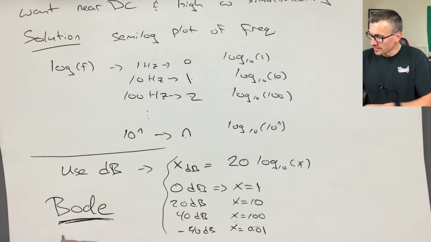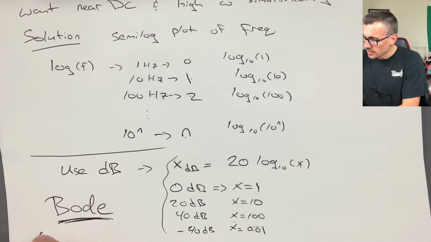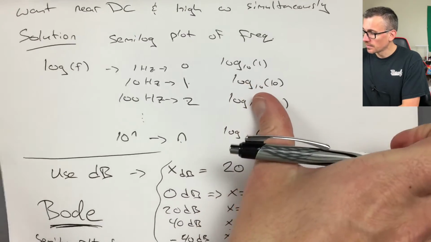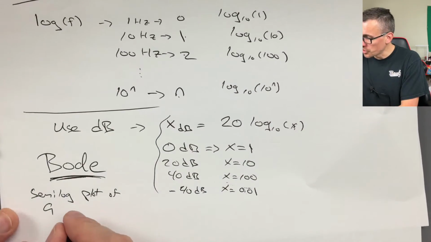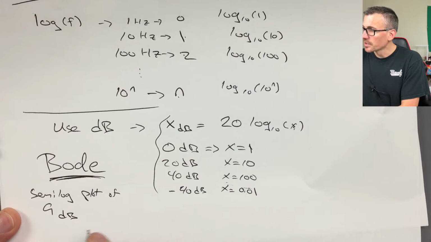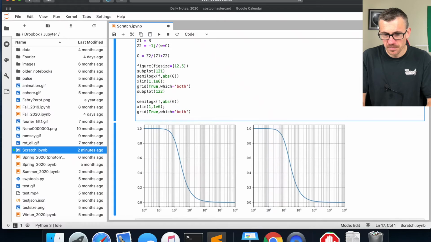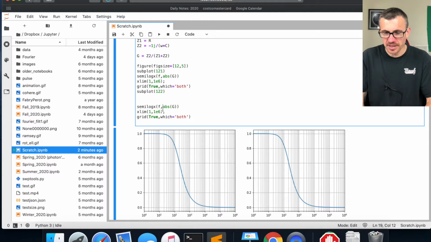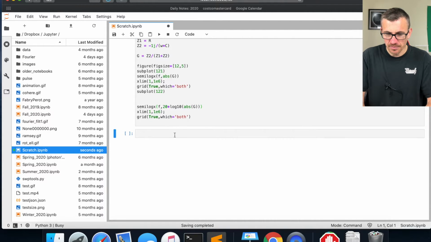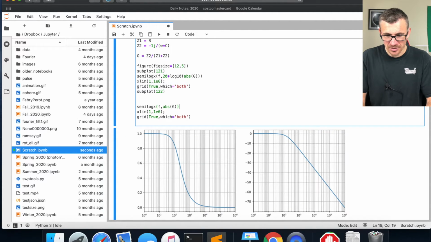Okay, so Bode plot here is, we're going to go semi-log plot of G in decibels. So let's go over to the computer again and plot that. Here's where I actually did it. Instead of plotting just the gain, I'm going to go 20 times log base 10 of the magnitude of the gain. And that is my magnitude there. And I just realized I was plotting the same thing on both axes.